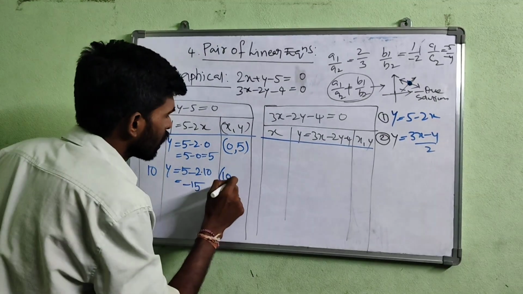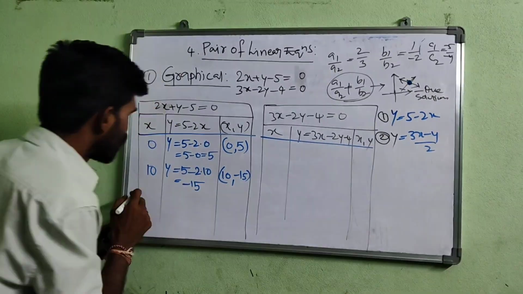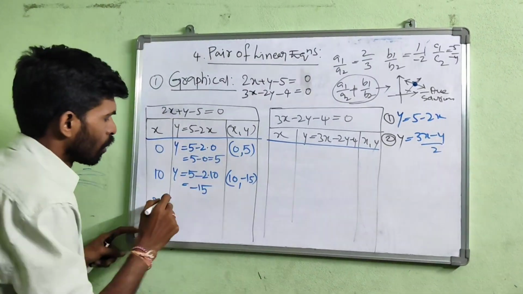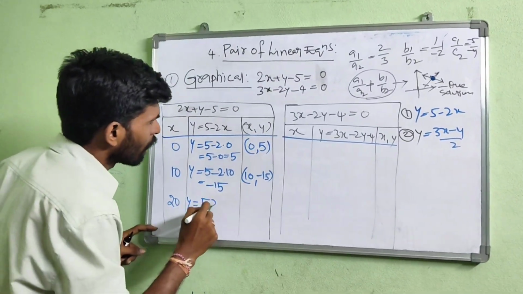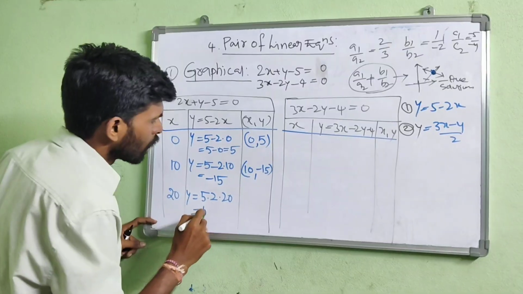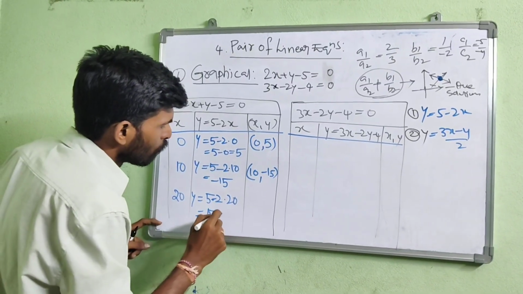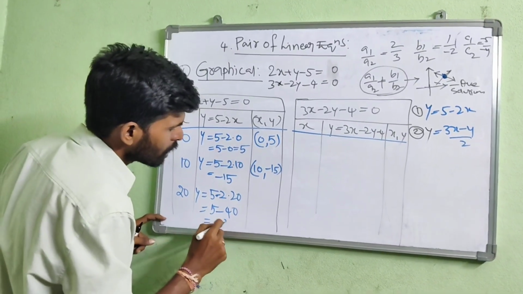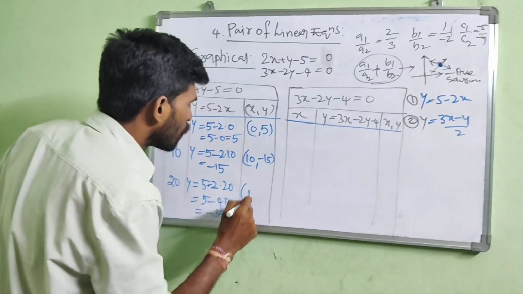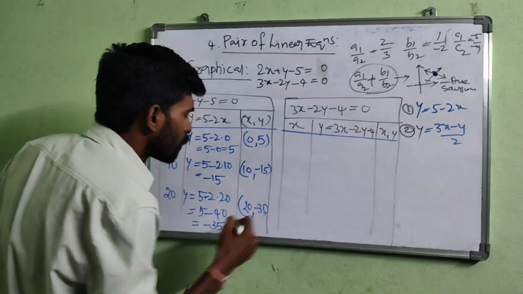Now, if it is 10, it is minus 15. Now, take 20. y is equal to 5 minus 2 into 20. That means 5 minus 40. How much is it? Minus 35. Now, it is 20, minus 35.